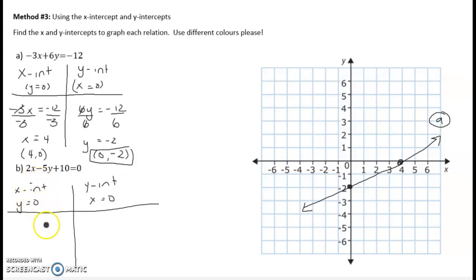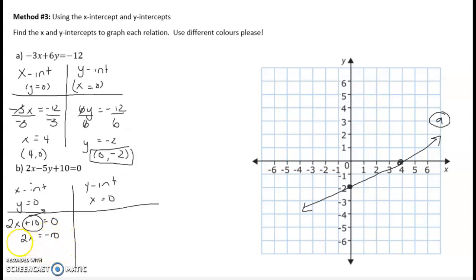x-intercept, we set y equals 0. So you're gonna have 2x minus 5 times y is 0. So just plus 10 equals 0. So now we're gonna move this 10 over to this side. So you're going to have 2x equals negative 10.